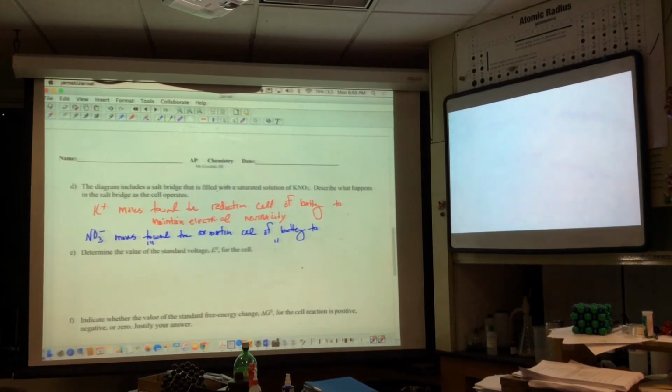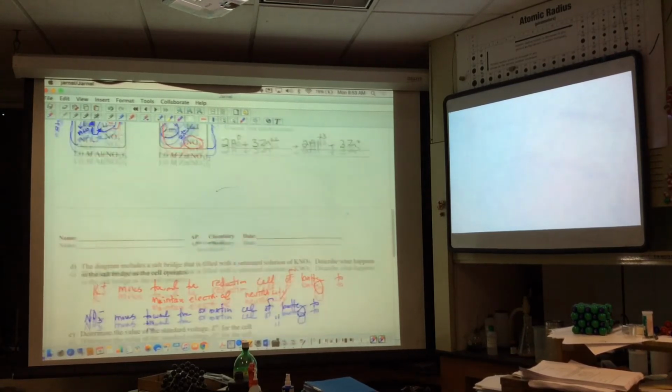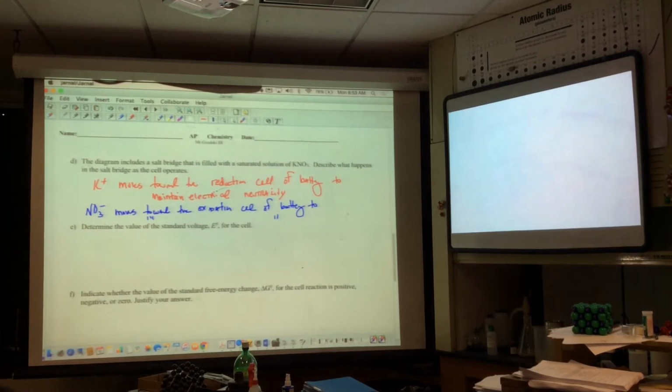Okay, E. They want the E0 cell. E0 cell, notice the little zero means a lot more to us now. This E0 is the total net voltage at standard conditions. It's from a standard table, which means 25 degrees Celsius. And the concentrations are at what? Either 1 molar or 1 atmosphere pressure. Okay, it means more to us. These are standard conditions. And so we need net potentials.